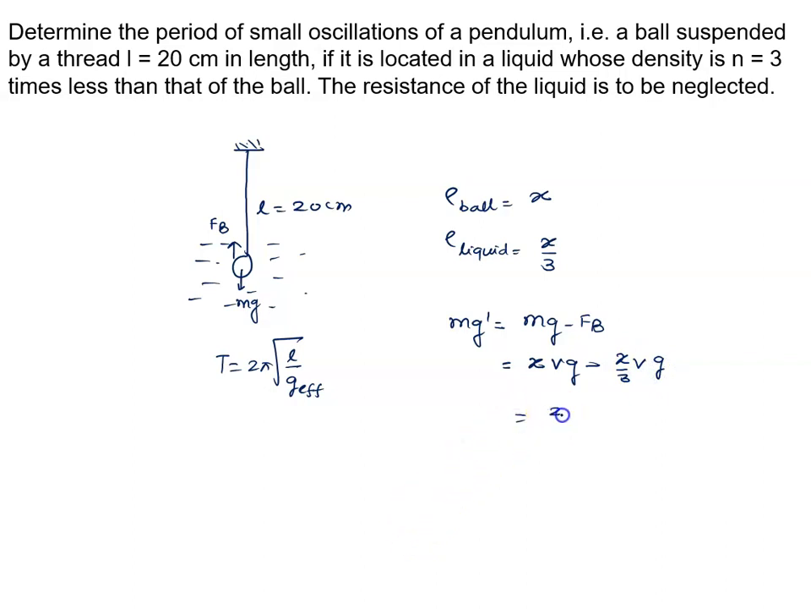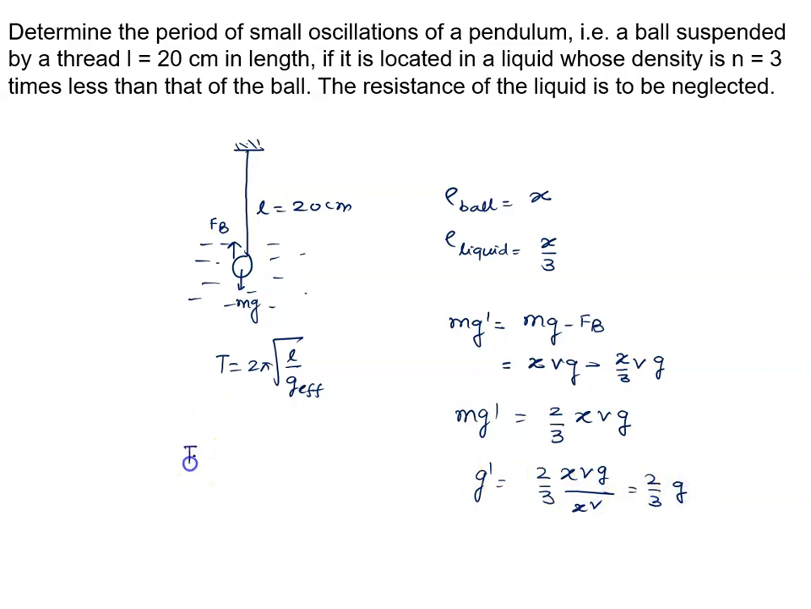So we will solve it. It will be 2 by 3 x V into g. So this is mg dash. Now effective gravity, that is g dash, it will be written as 2 by 3 x V g upon mass. Mass is again density into volume, so it will be 2 by 3 into g.